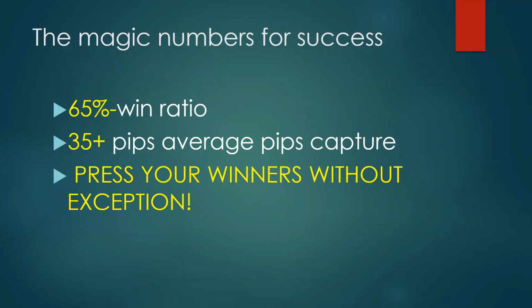The magic numbers for success are very simplistic. 65% win ratio. Lose 35 out of 100 trades. Think about that. How's your psychology going to handle that? Well, it's got to handle it because that's what's going to happen. 35 plus pips average pip capture. If you can do that, you'll be able to trade for the rest of your life. Press your winners without exception.